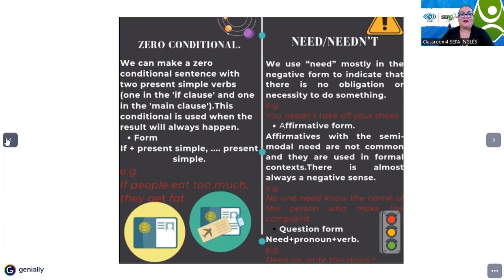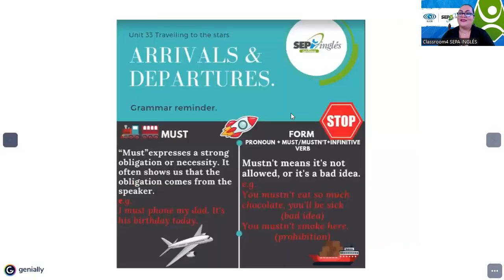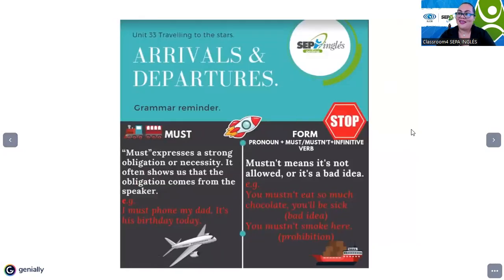What do you think about what we have studied today? I hope you like it, that you understood everything. And this is the end of my presentation for today about Unit 33, about arrivals and departures. Today we studied vocabulary about when we arrive and the things that are forbidden and allowed in our life. Remember, must is for obligations that are mandatory for us.